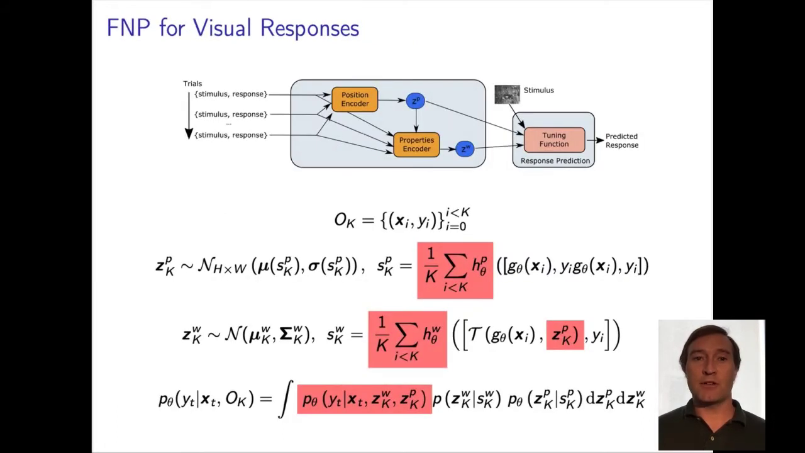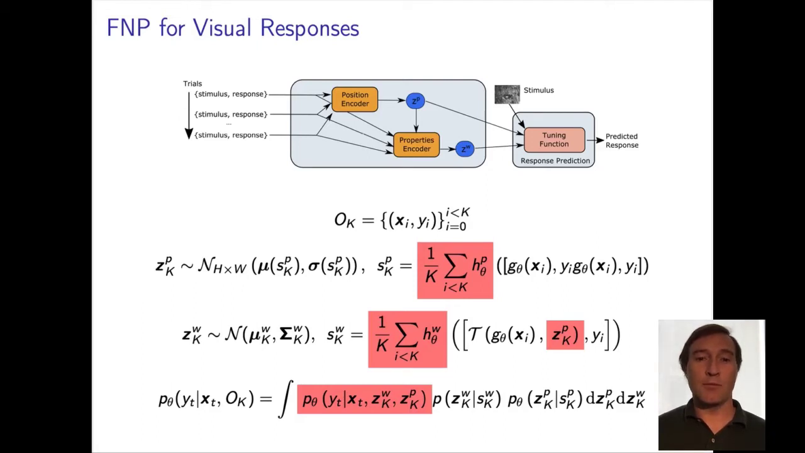And this diagram on the top shows our overall framework. We take the set of observed stimulus-response pairs and first pass those through a position encoder, which infers a latent representation for position. Then that latent variable is passed to the tuning function properties encoder, as well as all the observed samples, which then produces a second latent variable for the tuning function properties. These two latent variables are passed to a conditional decoder, which can then represent the tuning function and make predictions of the response to novel stimuli.